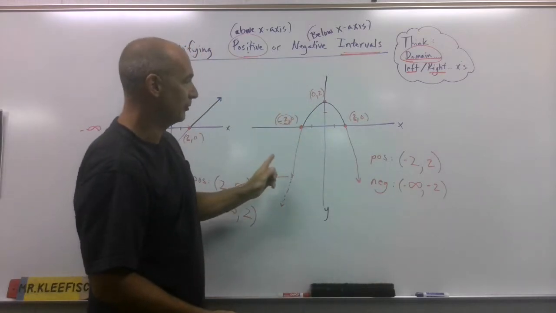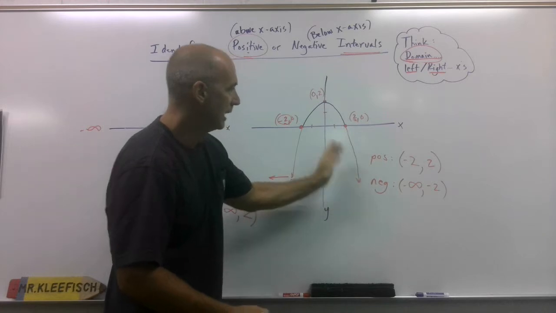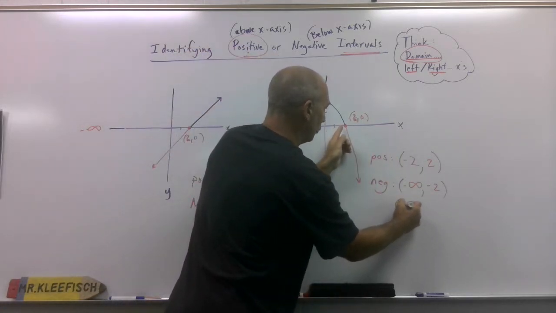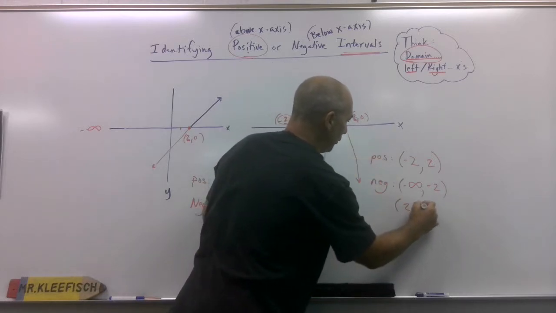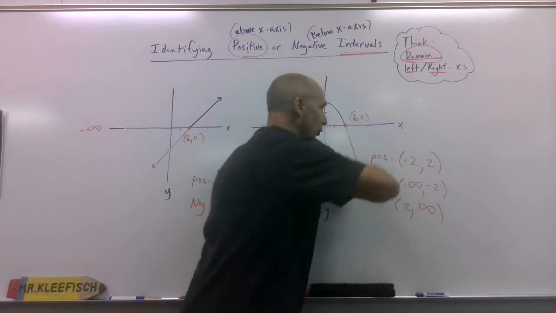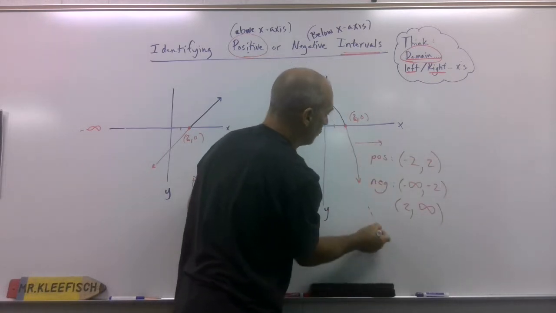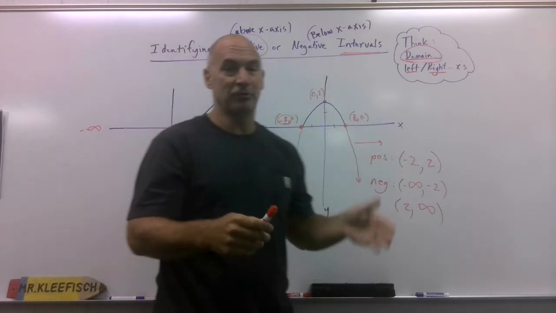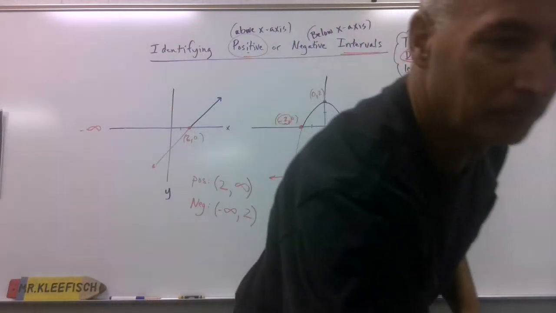But it's also negative from here down. And now I'm moving left to right. So it starts at 2, and it will be below the graph forever to the right as I think about this graph getting wider and wider and wider as it goes down. So there's your introduction to positive or negative intervals.